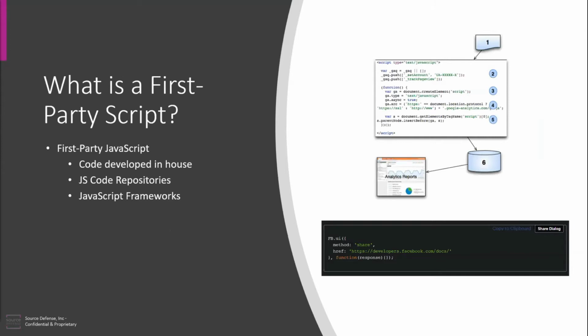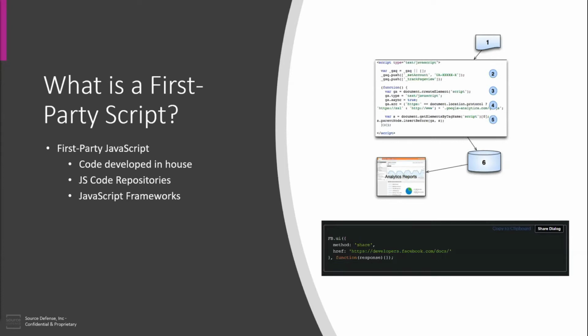So JavaScript, when speaking about websites, comes in kind of two forms. First party, which we'll talk about a little bit here, and third party, which we'll talk about next. First party scripts are typically defined as JavaScript developed in-house by the website owner, procured from code repositories, open source libraries, or it could also talk about JavaScript frameworks such as Angular, React, jQuery, things like that. First-party JavaScript may be used to perform specific functions unique to the website.